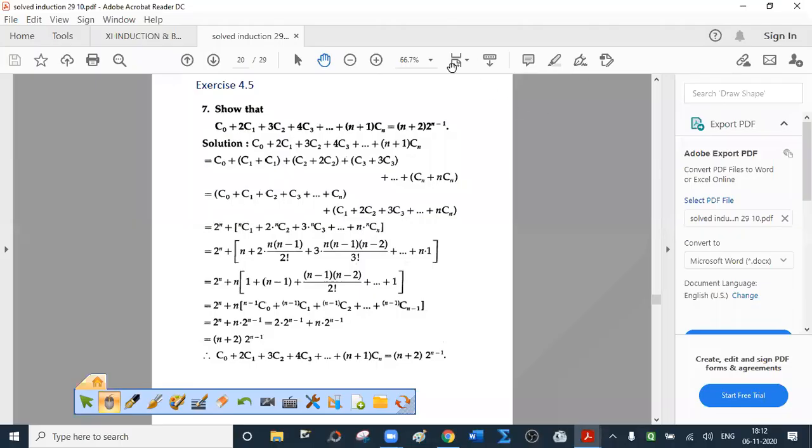So the sum is, show that C0 plus 2C1 plus 3C2 plus 4C3 plus up to n plus 1 Cn equal to what? n plus 2 into 2 raised to n minus 1. Let me explain first. So C0 plus 2C1 and so on. Now I write this as C0. What is 2C1? It is C1 plus C1. Simple. What is 3C2? C2 plus 2C2 and so on.